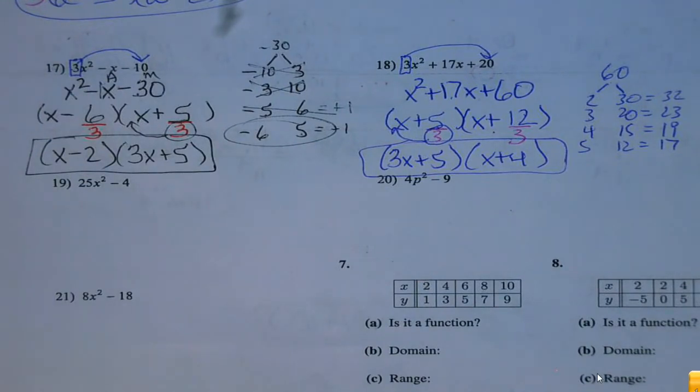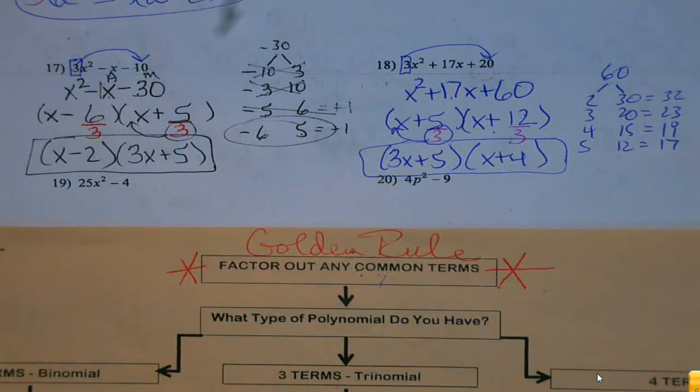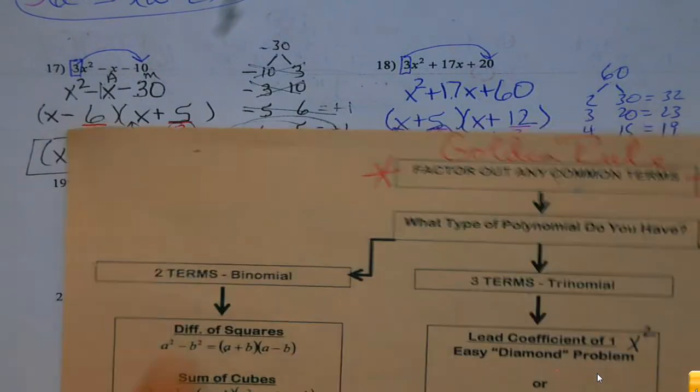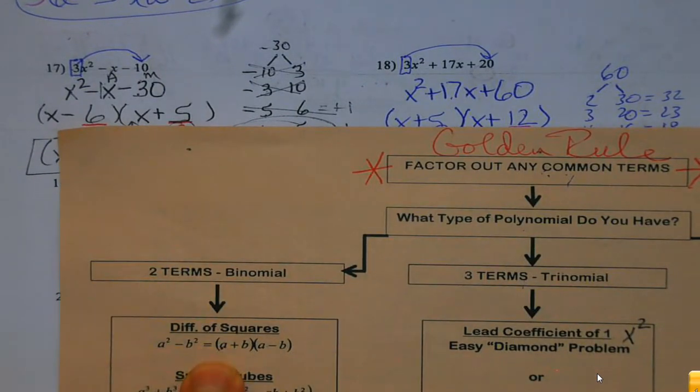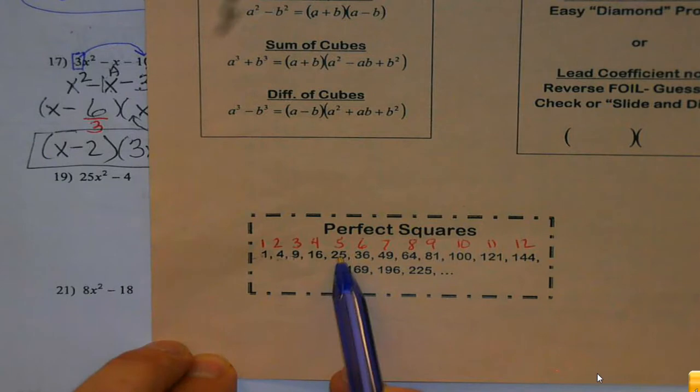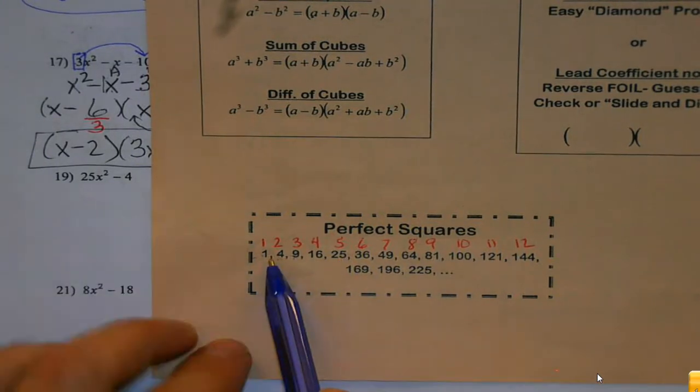So then I get to this last chunk. We got some shorties back, our 2-termers. And I look at my golden rule. And I go, hey, they don't have anything in common. So now what? 2 terms, difference of squares. Remember this little chart down here at the bottom. Notice the 25 and the 4 are both there.